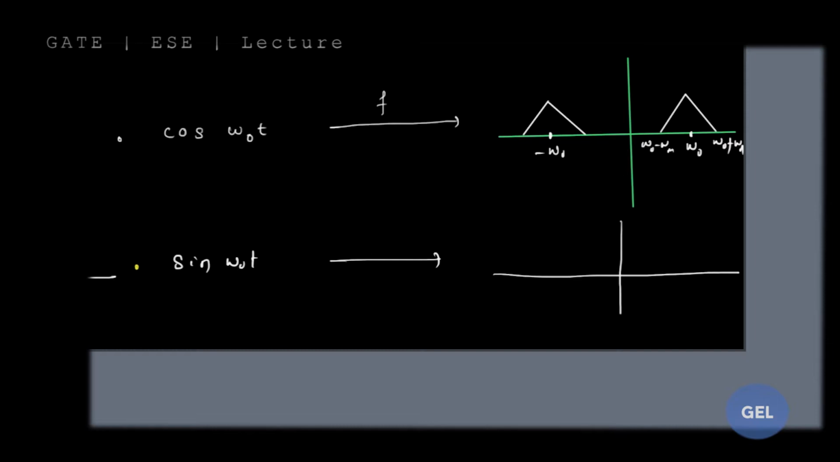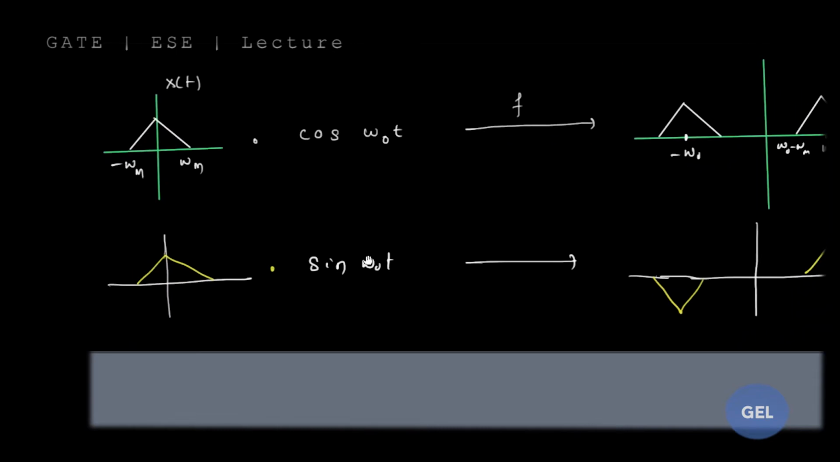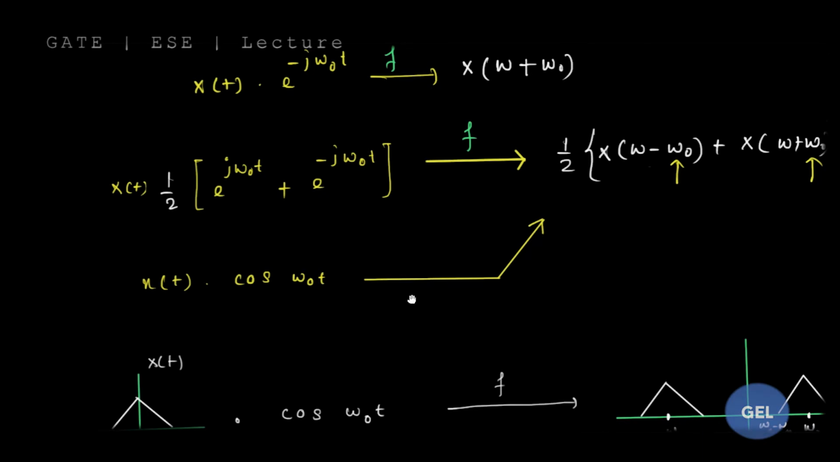We know what kind of pulses we get generated in sine omega naught t, like this kind of pulses. So that means this will be defined, this will be defined, this will be defined, one is here, one is here, and one is here. Clear this concept? This is a very simple concept, and on this concept there will be tons of questions that can be asked.